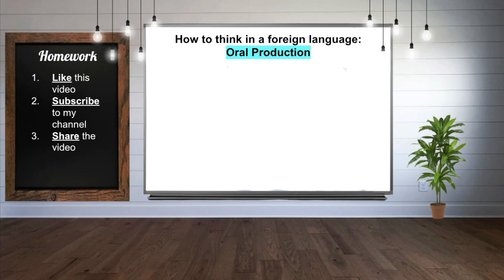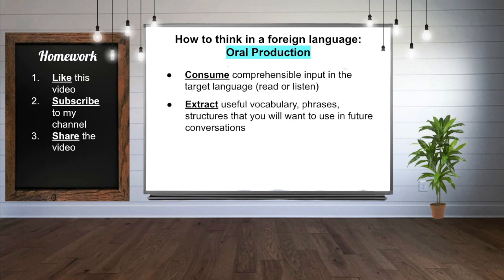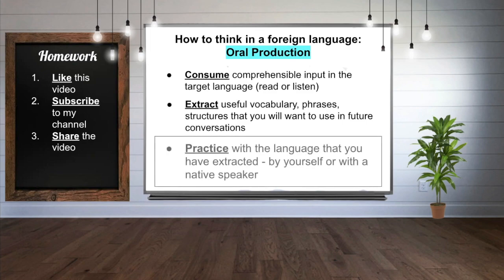Let's review the steps. Step 1 is to consume input in the target language. Step 2 is to identify vocabulary or phrases that you want to use in conversation. And step 3, the most important step, is to practice with these words and phrases until it becomes automatic.